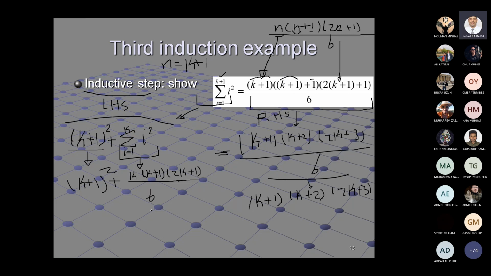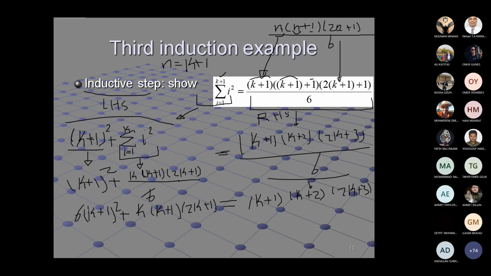Okay, this is equal. Now multiply this side by 6. You will have 6 times (k plus 1) to the power 2. We multiply this by 6, and this by 6, so we remove this 6. So plus k multiplied by (k plus 1) multiplied by (2k plus 1).